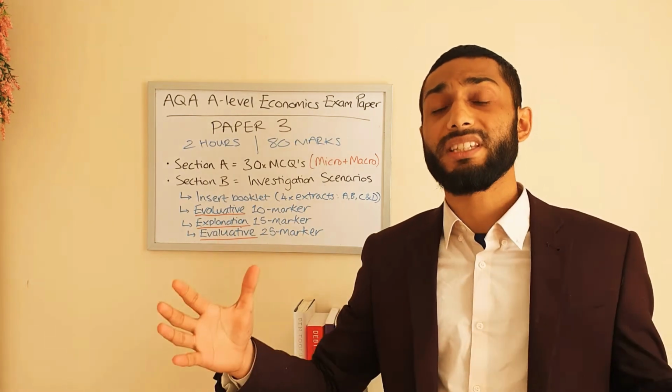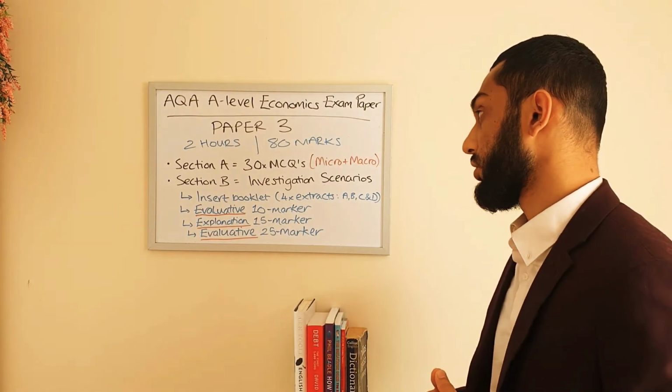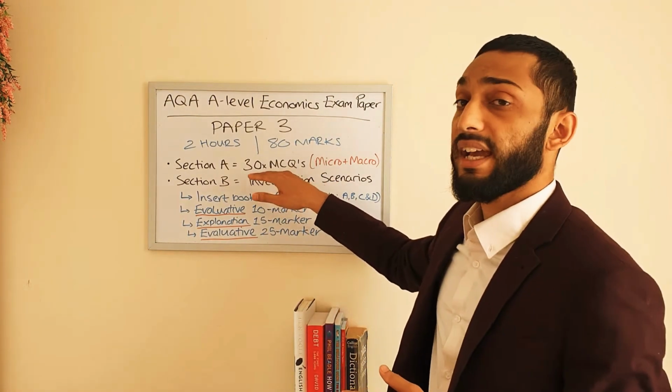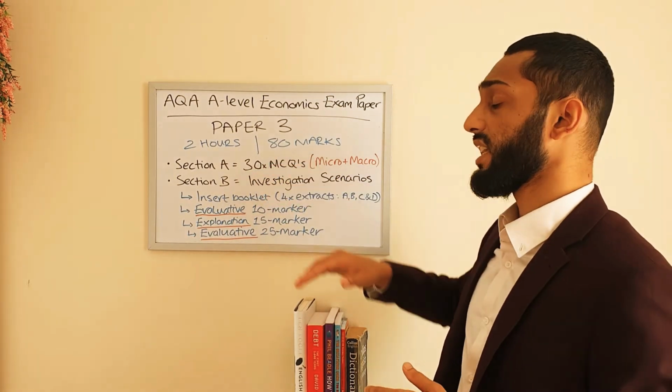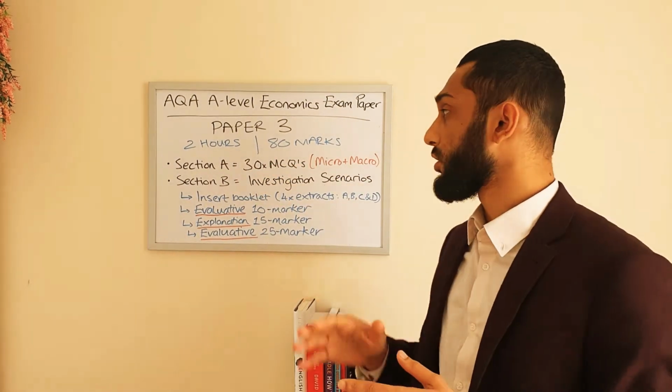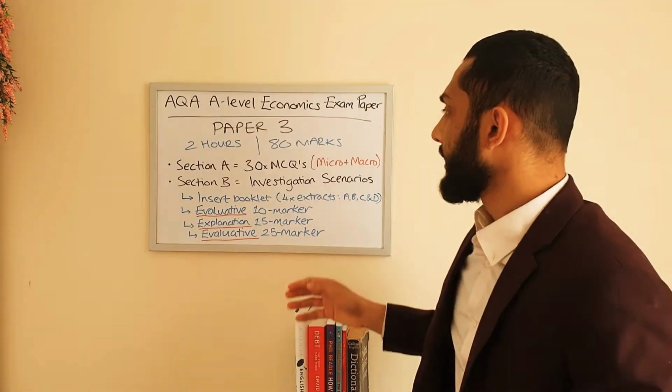You want to cover all bases when it comes to the multiple choice questions. So 30 marks there, and this is all compulsory. So section A is compulsory, 30 MCQs. So that's 30 out of the 80 marks. Let's have a look at section B.